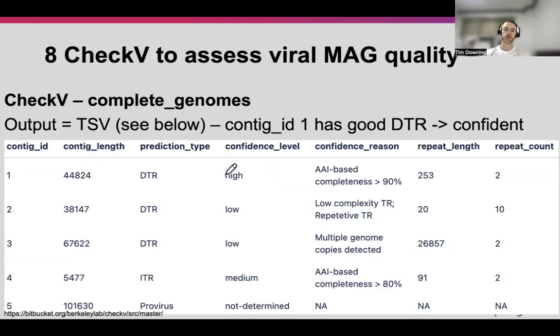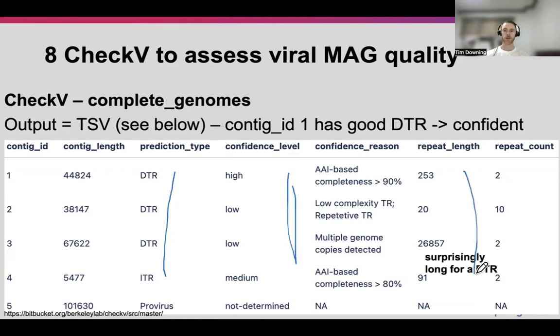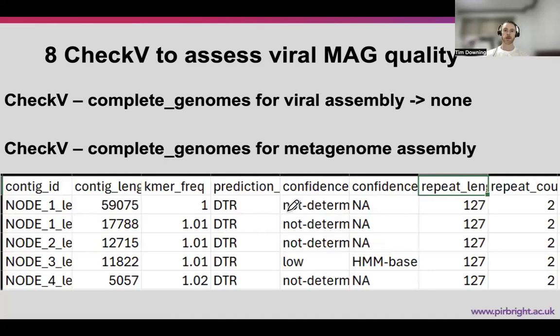So finally, we can look at the complete genome. In our example data, there are good predictions of direct and inverted terminal repeats for many samples, although the confidence level does vary, and the repeat size does vary as well. If we look at our data, we see that DTRs are predicted for the metagenome assemblies, whereas for the viral genomes that's not the case. The confidence level is not great or not determined in some cases, but you can see that this is the type of output we would get.